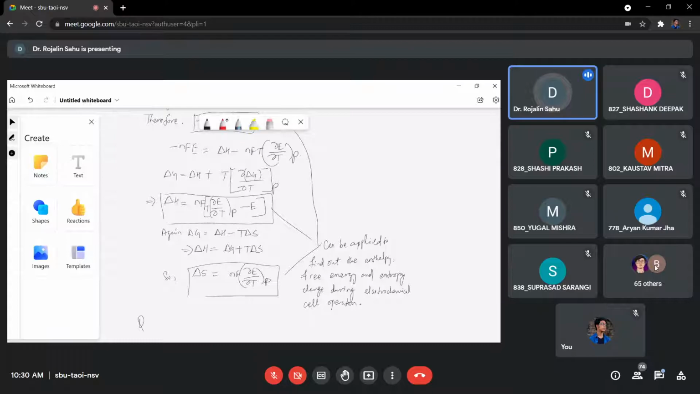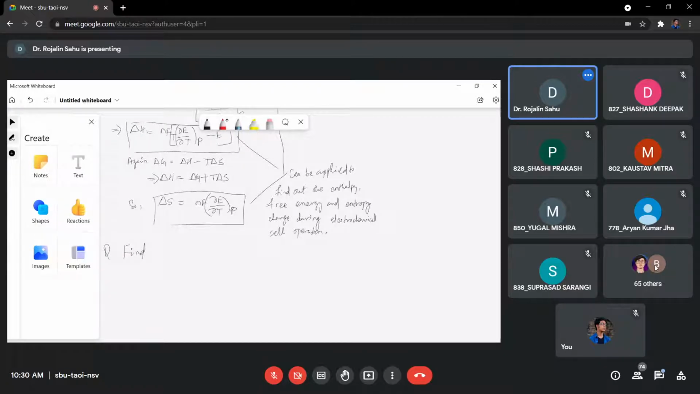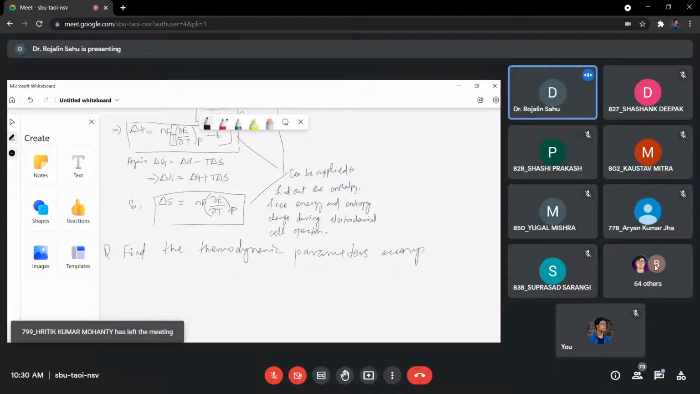Now we'll solve a question based on this expression. So find the thermodynamic parameters.